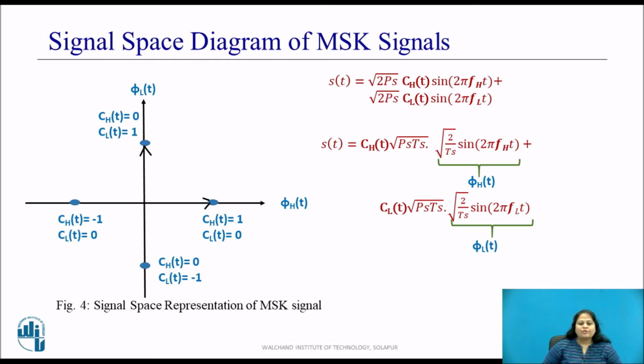Depending on the value of Ch of t and Cl of t, there will be 4 signal points in the phi h and phi l plane. The distance of each signal point from the origin is root of Ps into Ts, and since the points are symmetric, the distance between any two nearest points is the same and is given by root of 2 Ps into Ts.